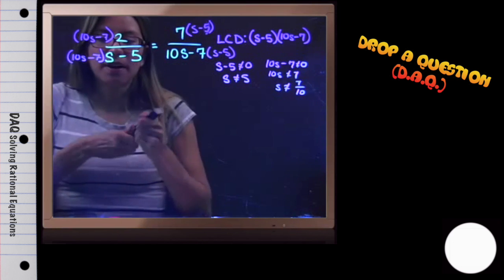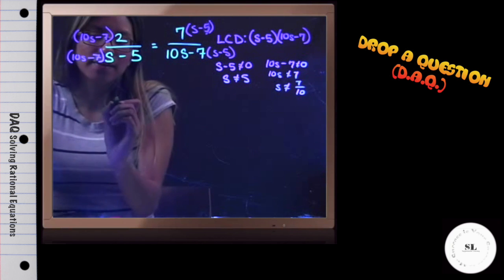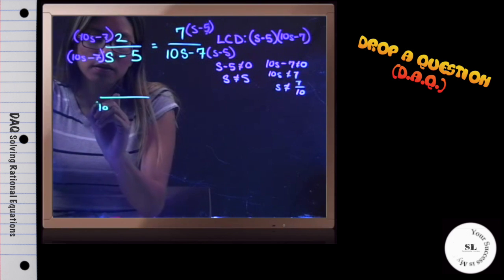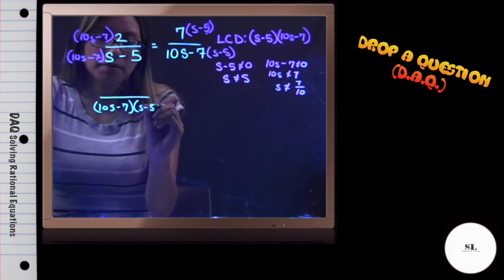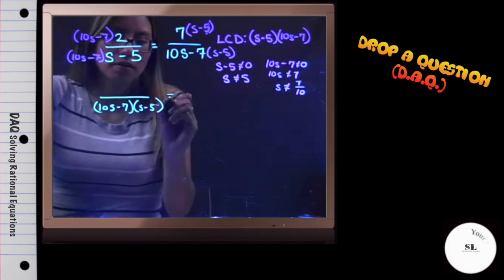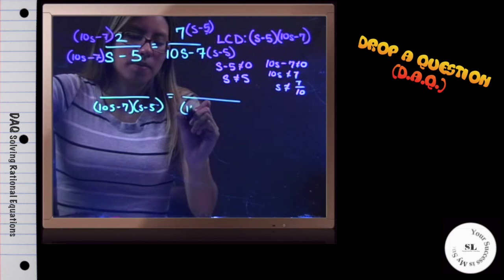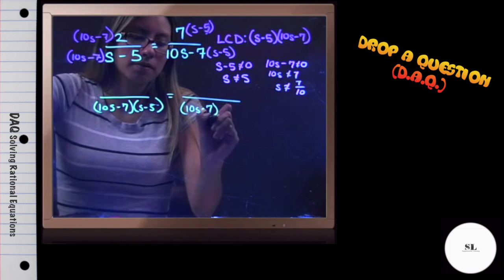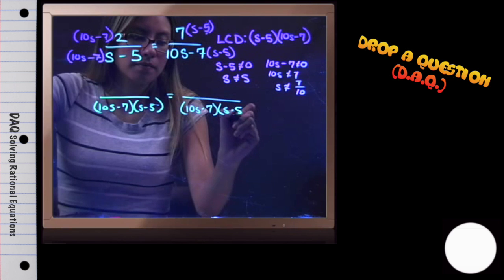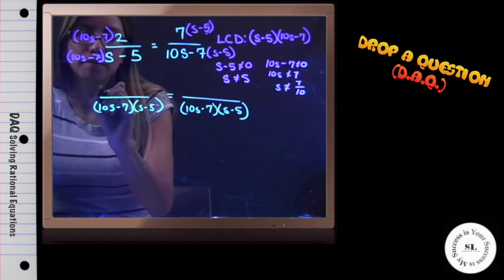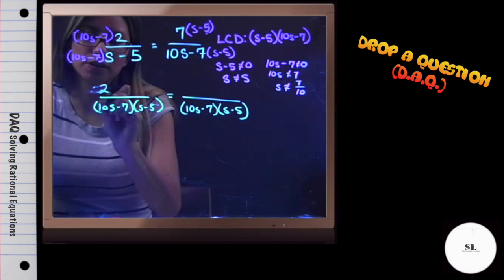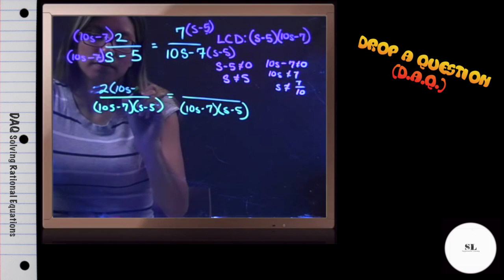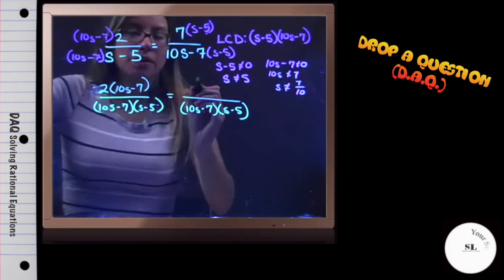Now when I'm simplifying this, both sides have the same denominator, 10s minus 7, s minus 5. Same denominator on this side as well. And my numerators, I'm just going to go ahead and write the 2 first. It doesn't matter, it will get distributed either way the same.